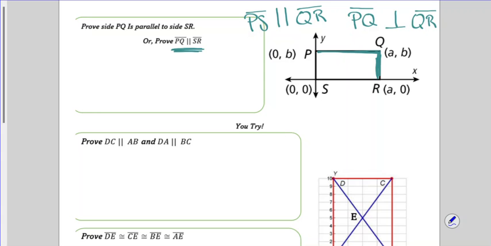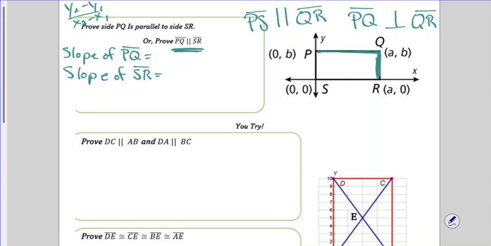So if we're talking about them being parallel, we could use the slope formula, y2 minus y1 over x2 minus x1, to show that they have the same slope, and they'd have to be parallel. So I'm going to say the slope of PQ equals something. The slope of SR equals something, and hopefully they're the same so that we can show that they're parallel. So this one's a little bit weird. You might have noticed that we have some variables here instead of numbers. Doesn't really change how we solve this problem or how we plug the numbers into that slope formula.